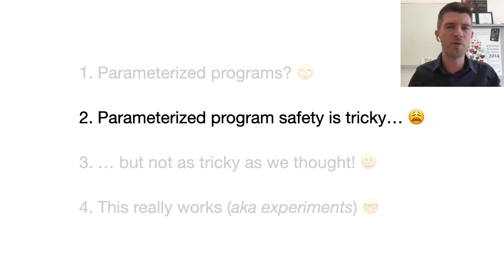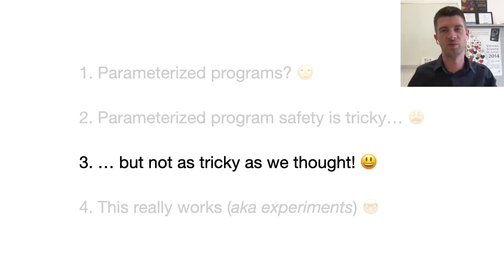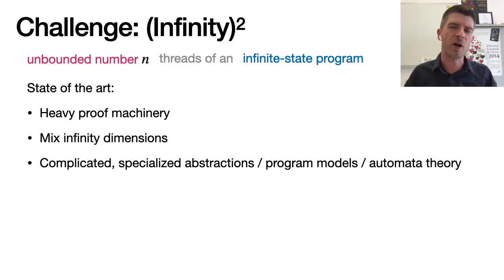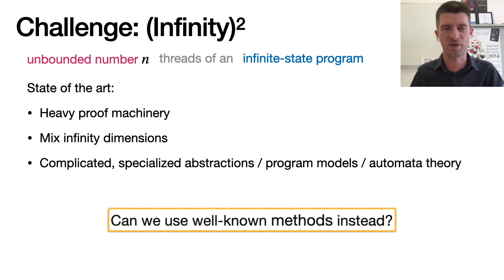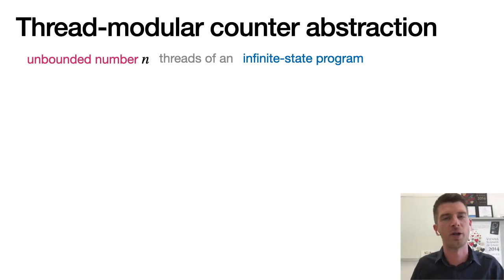But what we want to focus on in this talk is that it might not be as tricky as we thought. Because when we looked at the state of the art, we thought, well, can we do something different? Can we, instead of introducing all of these new notions and heavy proof machinery, maybe just use well-known methods instead? And it turns out that we can. And in this work, we introduce something that we call thread-modular counter abstraction. So let me show you an overview of our abstraction framework.